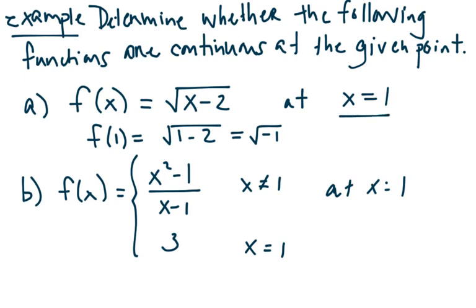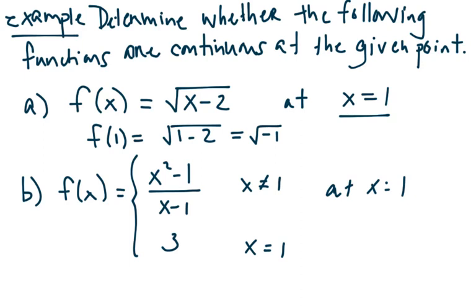Okay, so let's look at part B here. Here we have a piecewise function. Notice that the piecewise function equals x squared minus 1 over x minus 1 when x is not equal to 1, and it equals 3 when x equals 1. So I want to examine what's going on at 1, which is kind of our breakpoint.